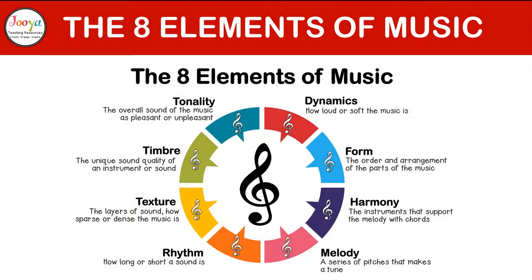Here is a more in-depth definition of each of the elements of music. Dynamics, simply put, means how loud or soft the music is. Form is the order and arrangement of the parts of the music. Harmony is the instruments that support the melody and chords. Melody is a series of pitches that makes a tune. Rhythm is how long or short a sound is. Texture refers to the layers of sound and how sparse or dense the music is. Timbre is the unique sound quality of an instrument or sound. And tonality is the overall sound of the music as pleasant or unpleasant.